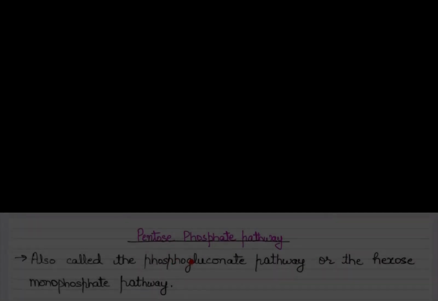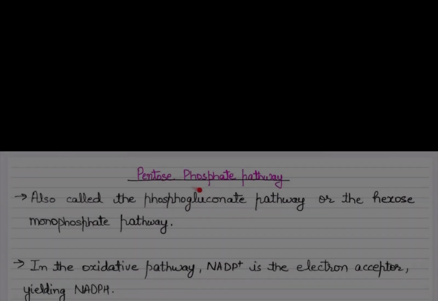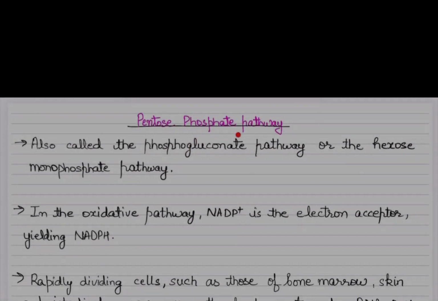Phosphate pathway. So what do you understand by this term, pentose phosphate pathway? Pentose means 5 carbon and phosphate is the group which is attached to the 5 carbon compounds.